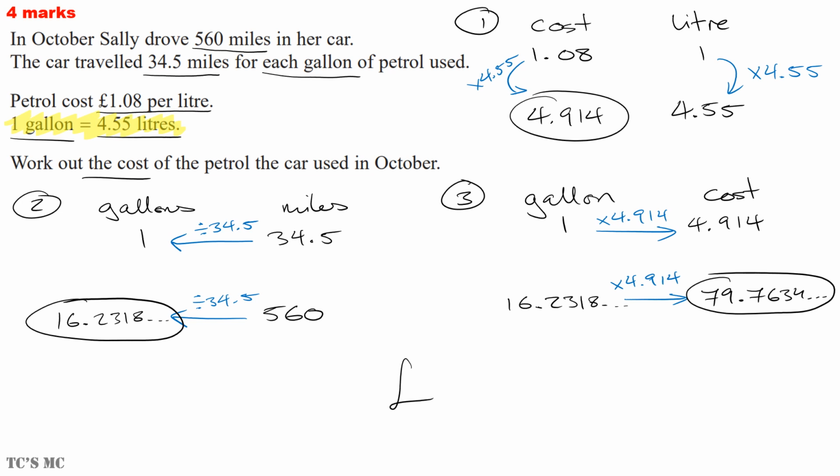For the final mark, we need to round our answer to 2 decimal places as it is money. So we have 79.76. And that gets us our final and fourth mark.